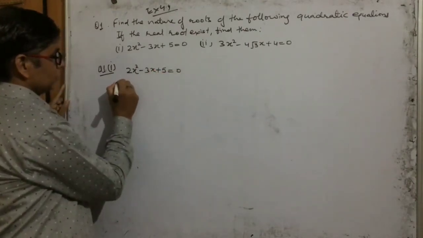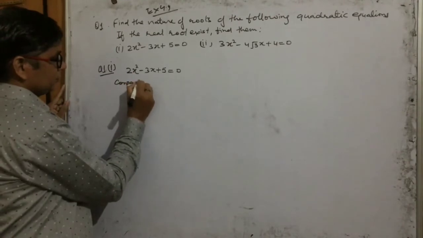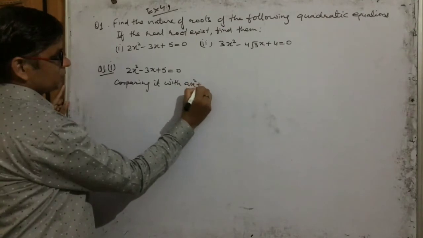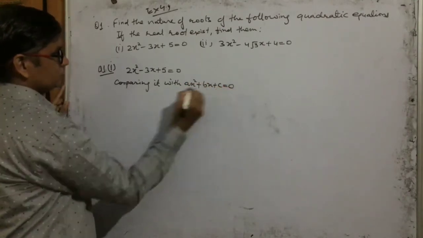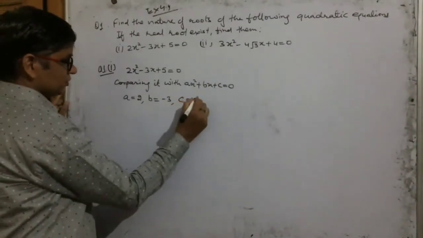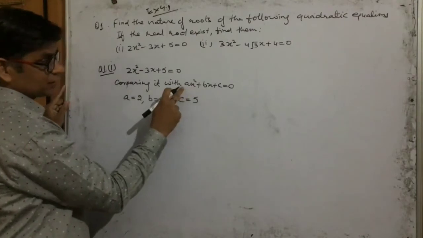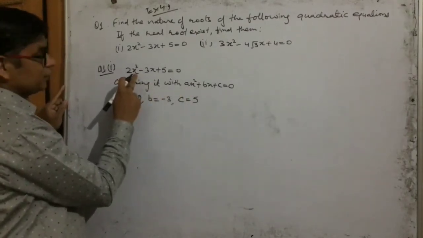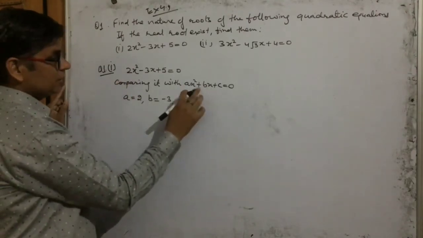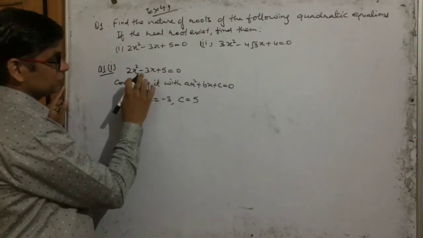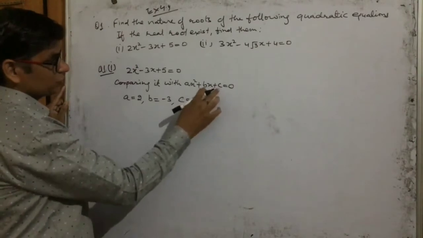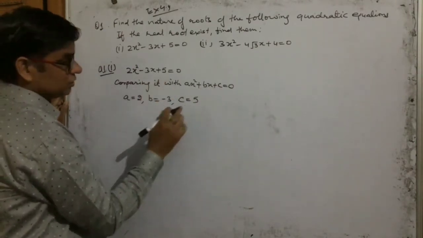Comparing it with ax square plus bx plus c equals 0, a equals 2, b equals minus 3 and c equals 5. The coefficient of x square is a, and in the given equation it is 2, so a equals 2. The coefficient of x is b, and in the given equation it is minus 3, so b equals minus 3. The constant term is c, and the constant term is 5, so c equals 5.